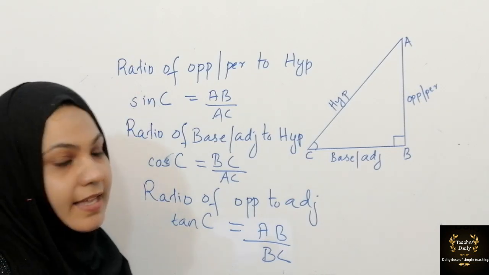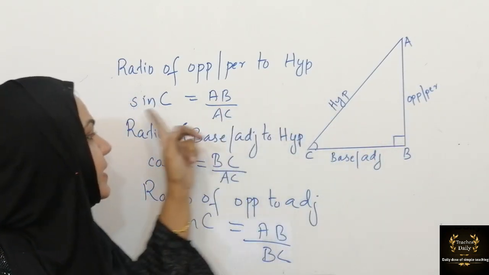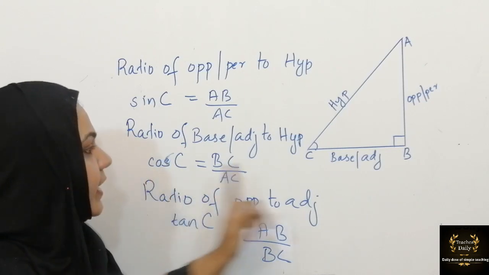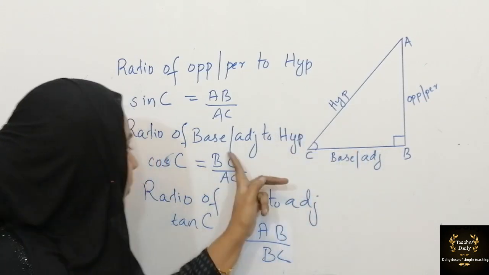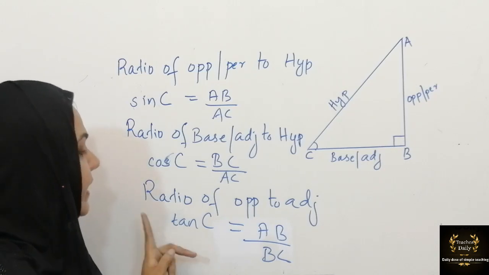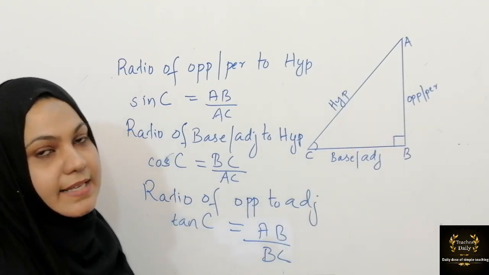So what is sin C? Opposite to hypotenuse is sin C. And what is cos C? Base to hypotenuse. And what is tan C? Opposite to base, that is tan C.